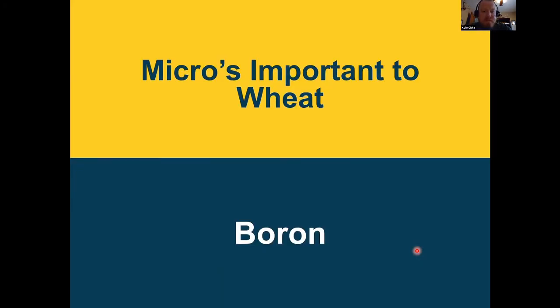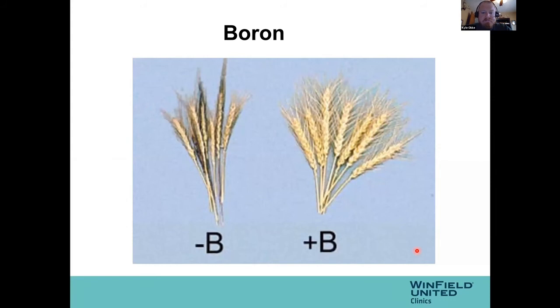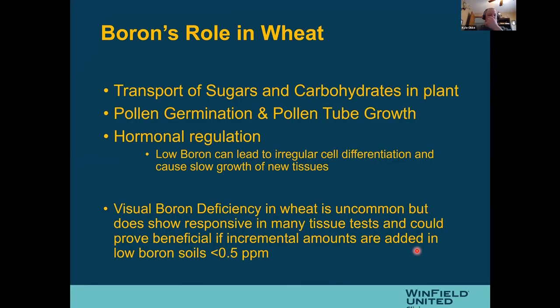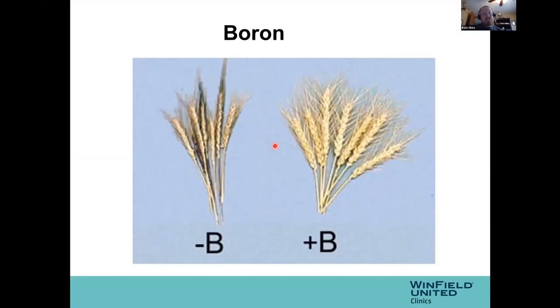So boron being another one. Boron has a lot of roles in the plant itself. That's transport of sugars and carbohydrates, but your big one is pollen germination and pollen tube growth formation, and then the hormonal regulation. So if you have low boron, this is typically what you can see: you don't have good cell differentiation, and it has a tough time growing and it grows slow.